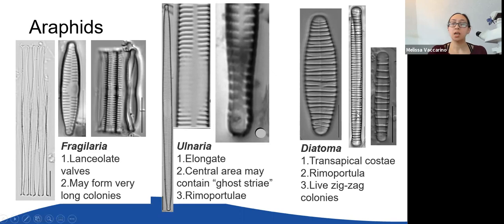In Diatoma, you have transapical costae. These are siliceous thickenings that give some support to the cell structure. And these also have remiportula that are sometimes visible here. And that will help you determine the species, where that one is located. And when you do see these ones live, they form zigzag colonies.